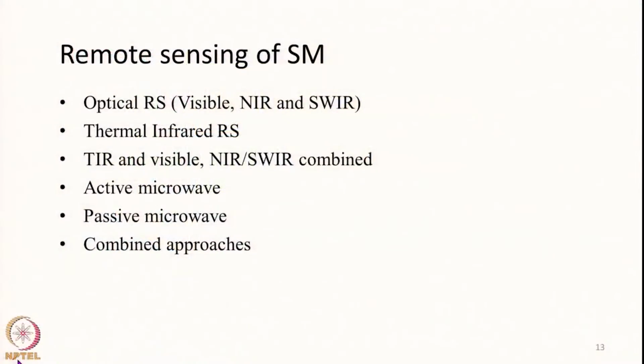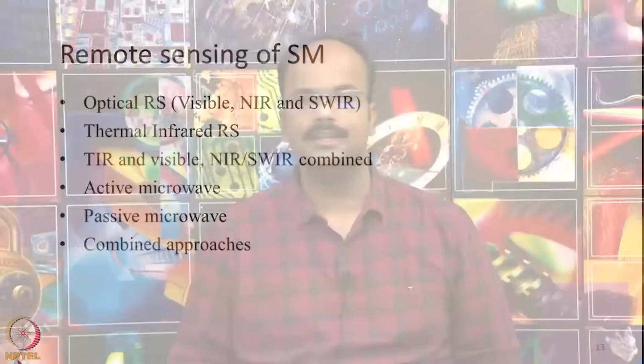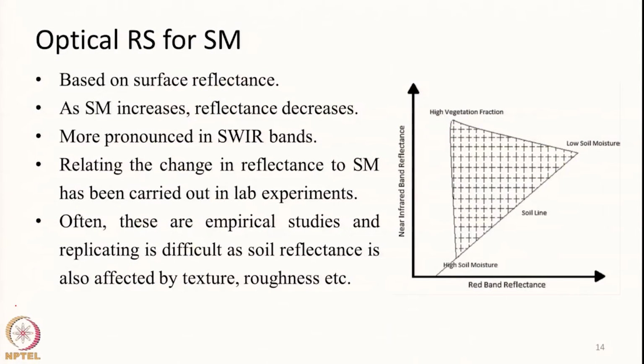So, how is remote sensing helpful to retrieve soil moisture? Almost all the different kinds of remote sensing that we have seen: optical, thermal, active microwave, passive microwave, or a combination of any of these are helpful to retrieve soil moisture in some sense. We will quickly see certain examples of how these different kinds of remote sensing are helpful to retrieve soil moisture. First, we will start with the optical remote sensing for soil moisture.